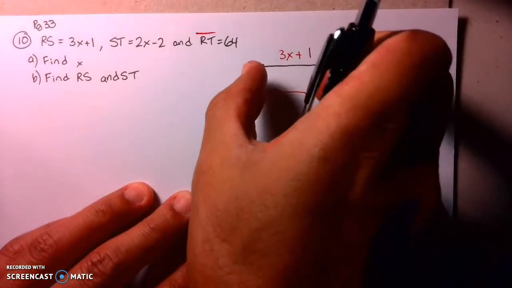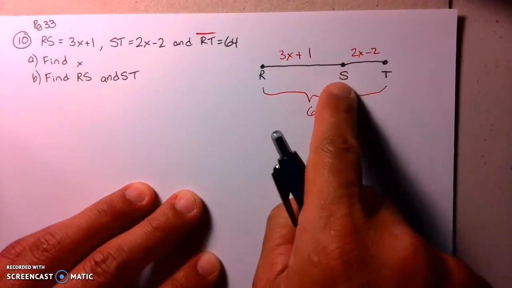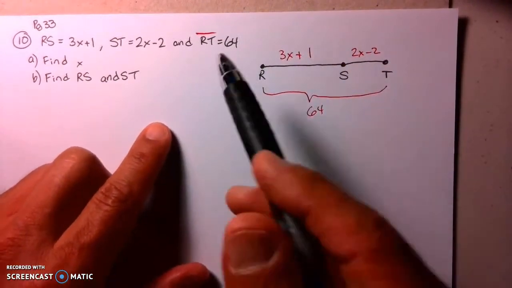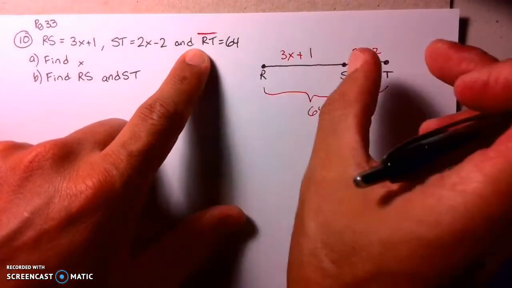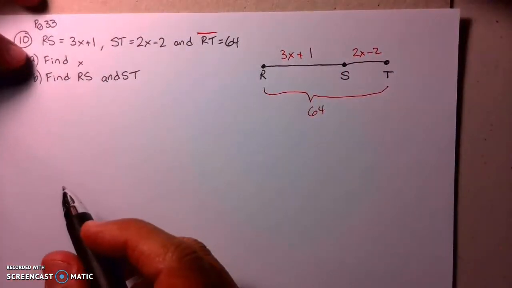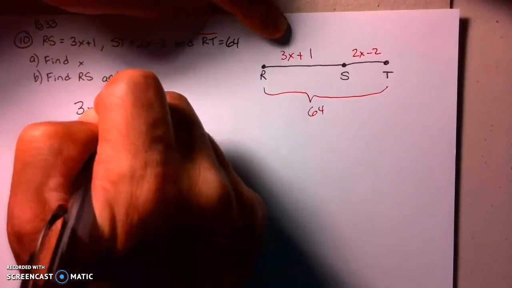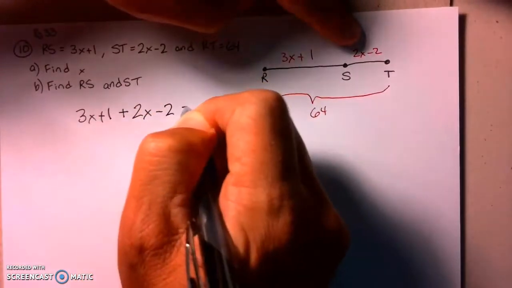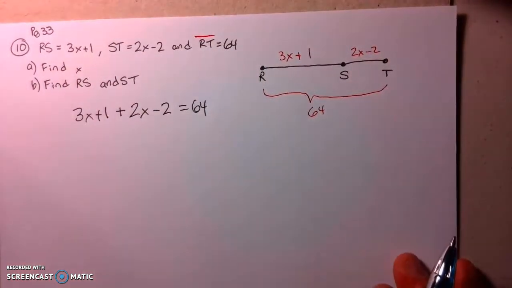Sometimes this left side is equal to the right side if they said S is in the middle. They didn't say S is in the middle. They didn't give you the tick marks indicating things are congruent. But they did say all the way across is 64. So if I take the left and add it with the right, it will add up to 64. That is the logic we're going to use. That is the equation to help solve for x. We're going to say this left portion, 3x plus 1, we're going to add it with the right portion, 2x minus 2, and that will equal all the way across, 64. That is called segment addition.